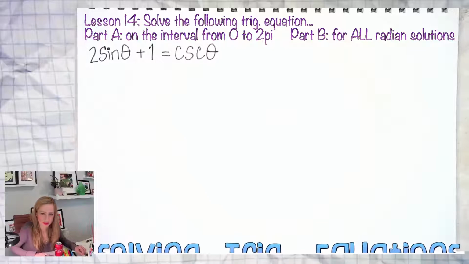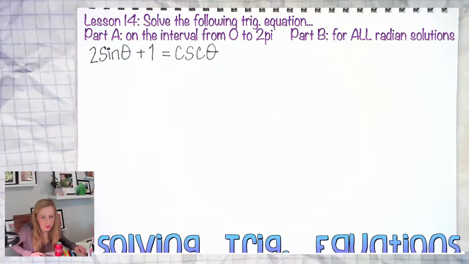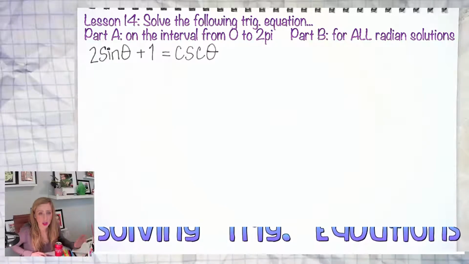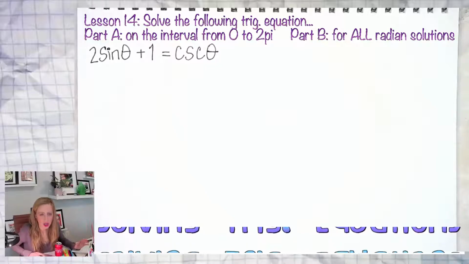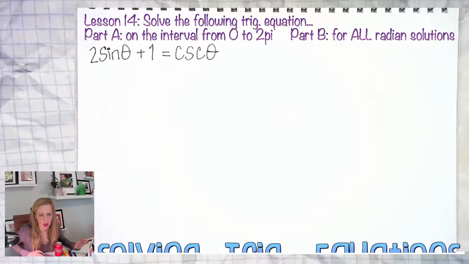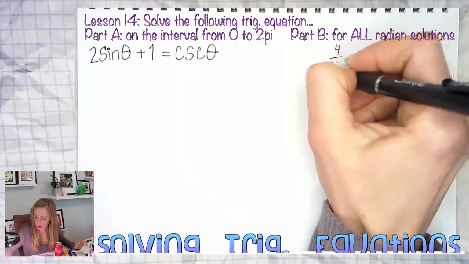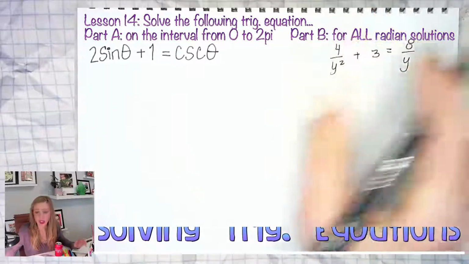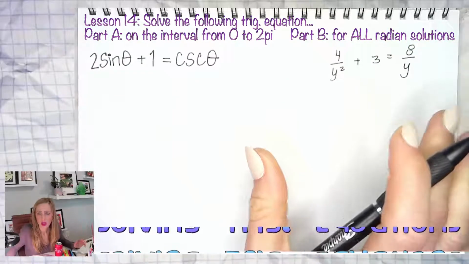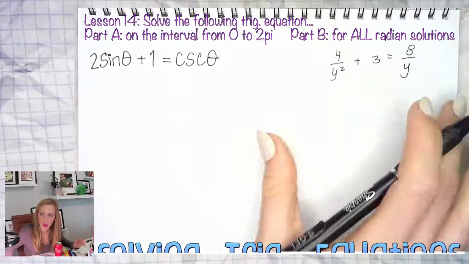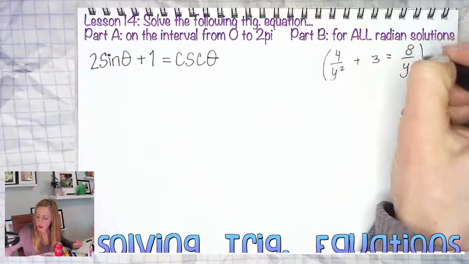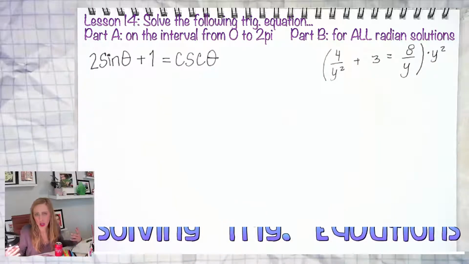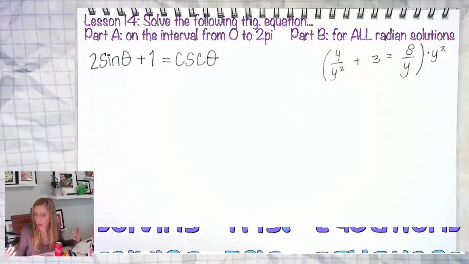Do you remember? Let me look. Miss Thomas, which one are you talking about? It was on that transition from 13 to 14 worksheet. I think it was 4 over y squared plus 3 equals 8 over y. Yes. So it was kind of like that example right there. We multiplied everything by the least common denominator, which was y squared, and it ended up turning into a quadratic type, and we solved from there.